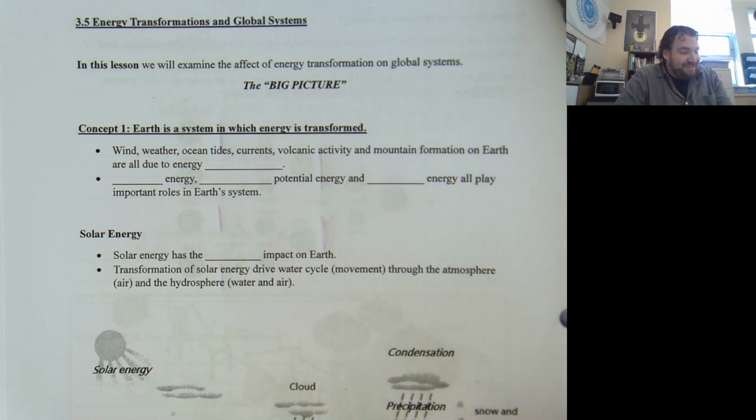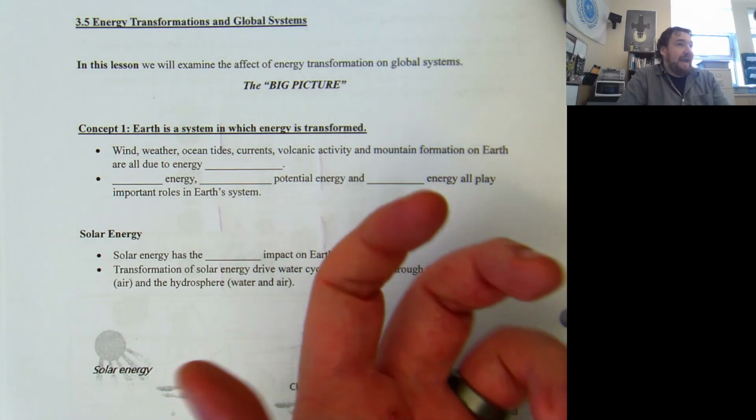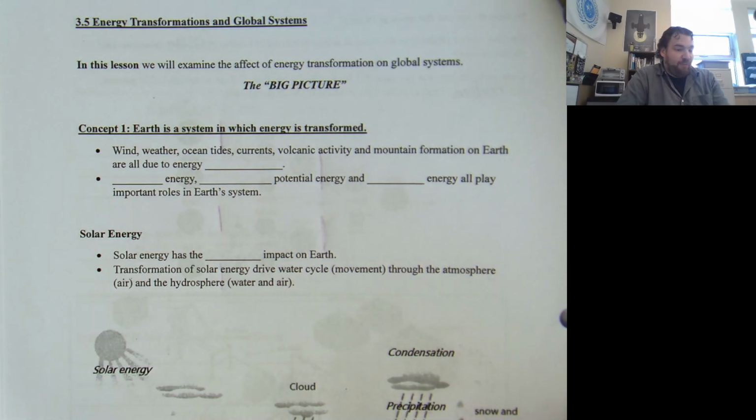First concept, Earth is a system in which energy is transformed. That should not be an earth-shattering revelation. All our planet is doing is cycling energy from one form to another. We get it from the sun. It turns, as light and heat, and the Earth expels it back, large portions of it the same way. But while it's here, it does a bunch of stuff.